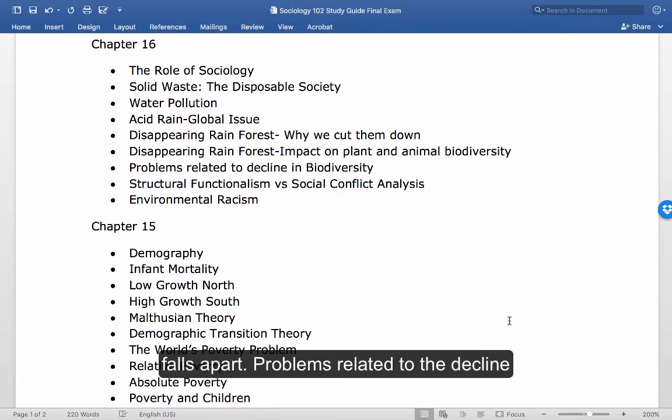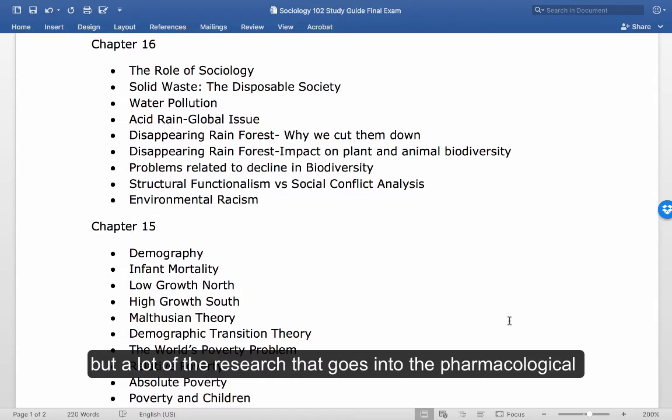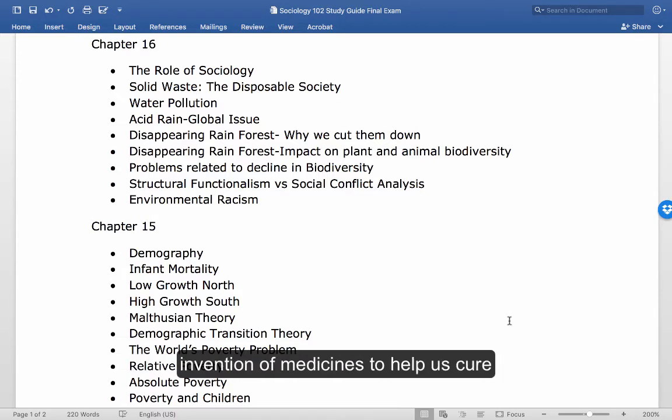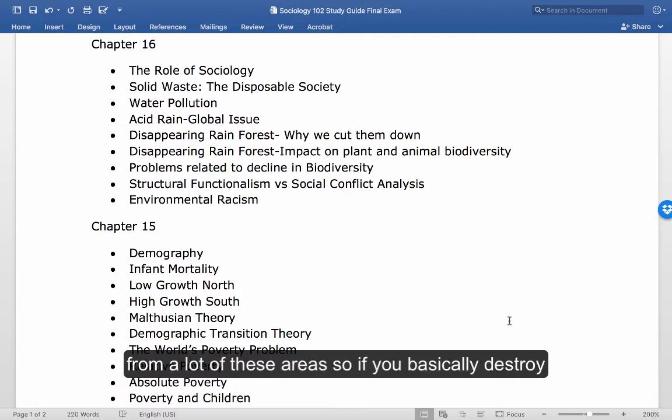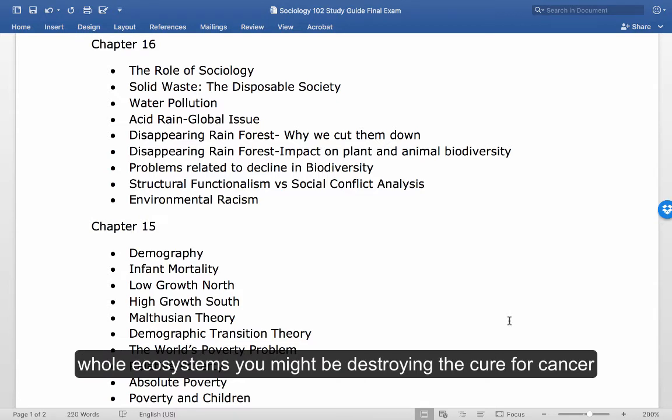Problems related to the decline in biodiversity. So meaning that we could be losing plants and, of course, animal species as well. But a lot of the research that goes into the pharmacological invention of medicines that help us cure diseases that plague humankind often come from plant sources, from a lot of these areas. So if you basically destroy whole ecosystems, you might be destroying the cure for cancer.